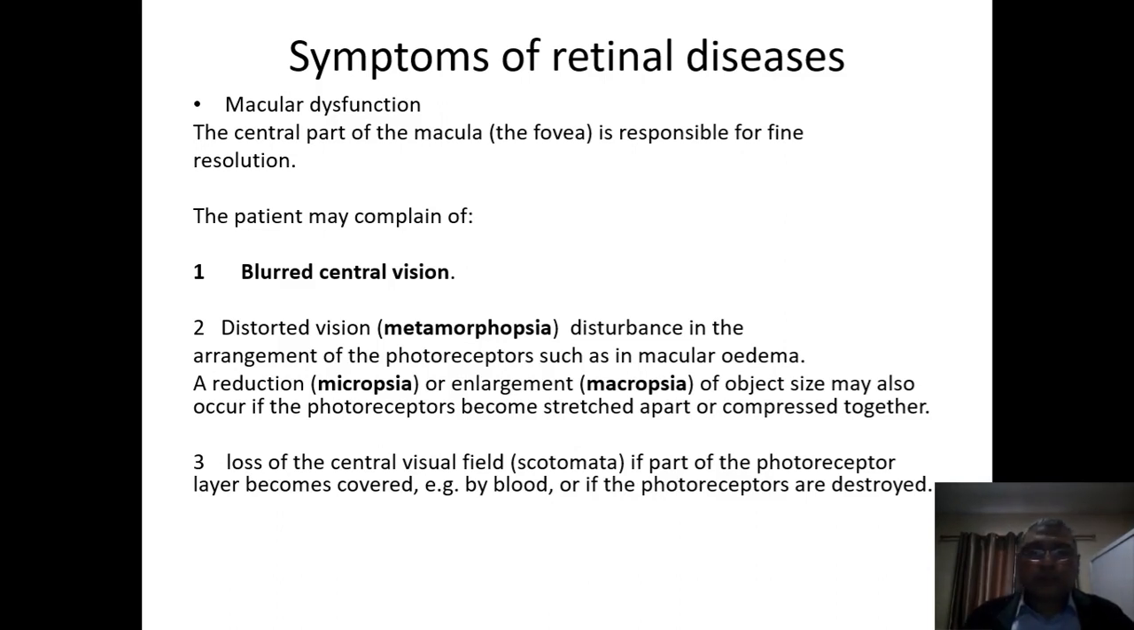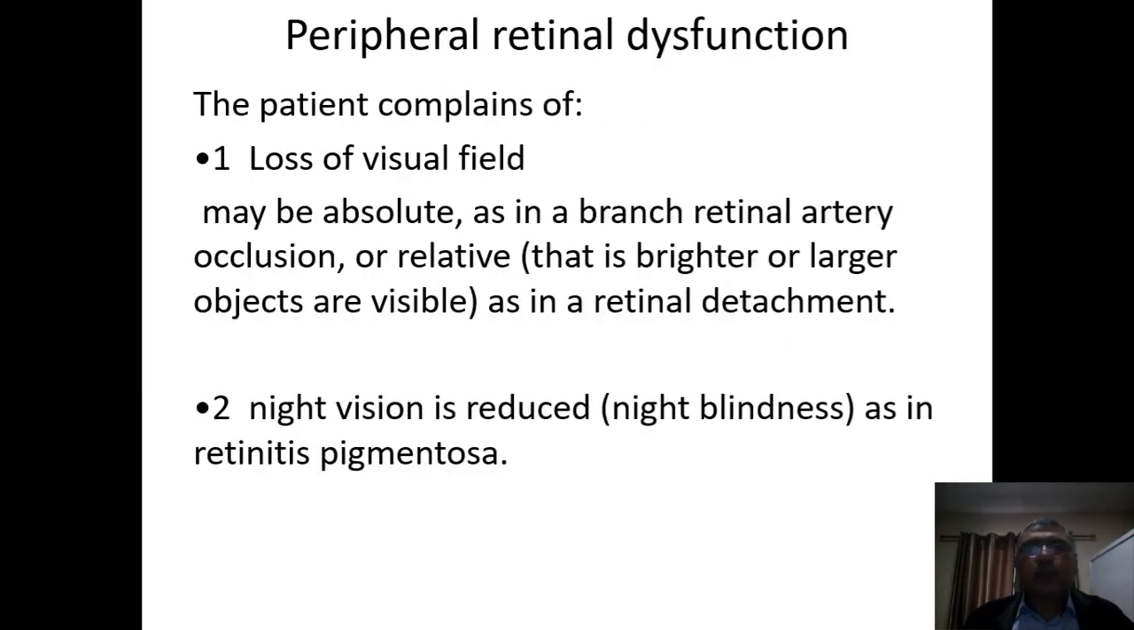Number two, distortion of vision, which is metamorphopsia, in the form of reduction of the size of the image, micropsia, or enlargement of the size of the image, macropsia, or distortion of the shape of the image due to compression or stretching of the photoreceptors on the retinal surface. The third complaint of the patient may be visual field loss or scotoma, loss of part of the visual field if part of the photoreceptor layer becomes covered by blood or destroyed by any disease.